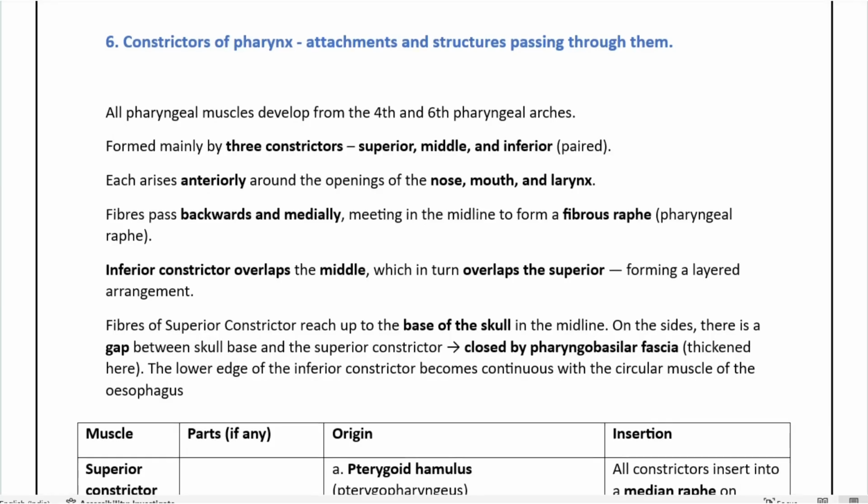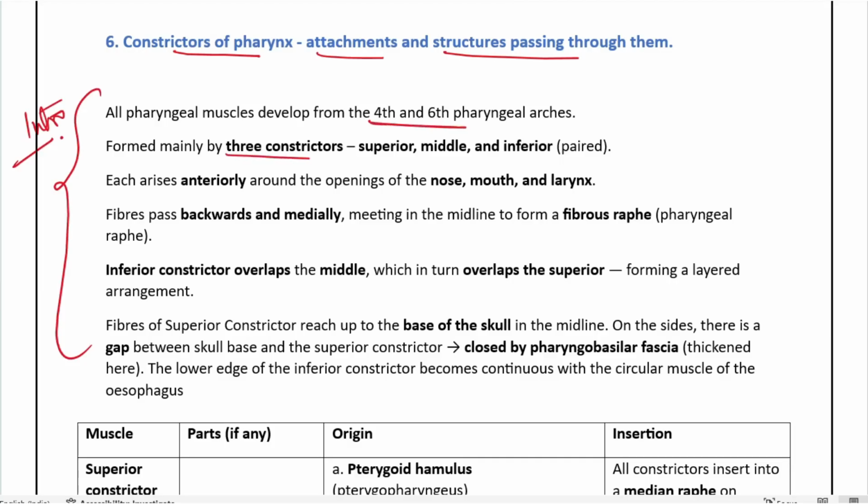So the next question here is the constrictors of pharynx. They've asked us the attachments and the structures that are passing through them. As we'll write an introduction, all the pharyngeal muscles will develop from the fourth and sixth pharyngeal arches, mainly formed by three constrictors of the pharynx.